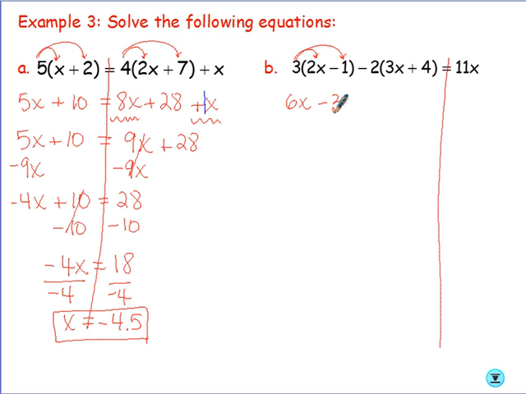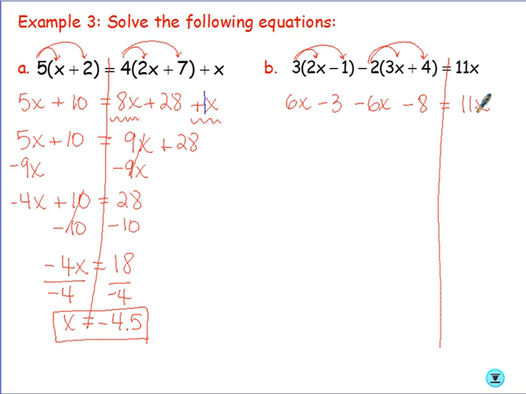Now, this is a common mistake. The next number you're distributing is not 2. It is negative 2 that you are distributing. Negative 2 times 3x is negative 6x. And negative 2 times positive 4 is negative 8. And on the other side, we keep the 11x. So that was your distributing.